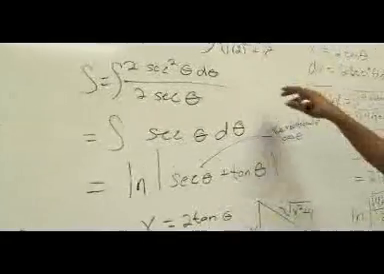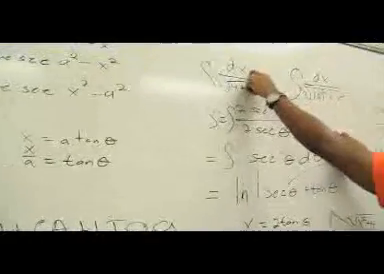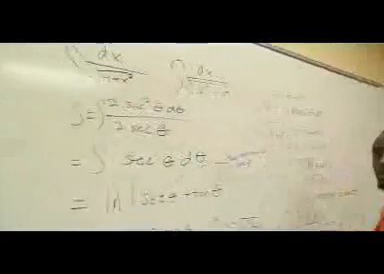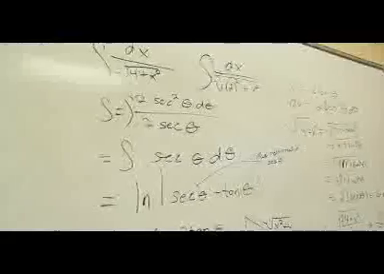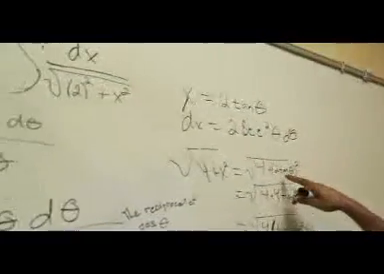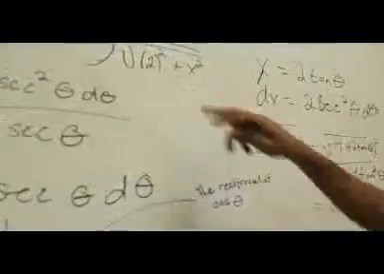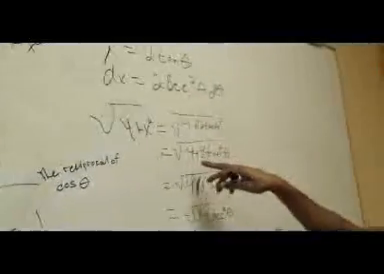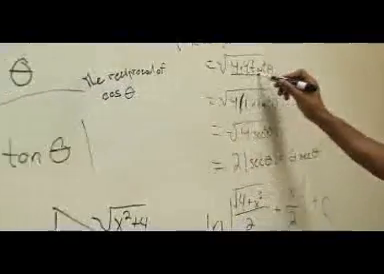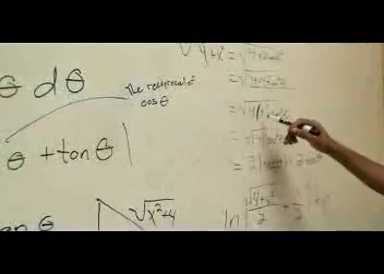Okay, now to solve this problem, we have our top right here, but we don't know what this is, so we have to solve for this square root of 4 plus x squared. So we have 4 plus our x right here is 2 tan of theta, 2 tan of theta squared. Right there, so now we distribute this 2 to each one of those inside, so we have 4 plus 4 tan squared of theta. Okay, now we have to factor one of these 4's out of here. So now we get 4 times 1 plus tan squared of theta.